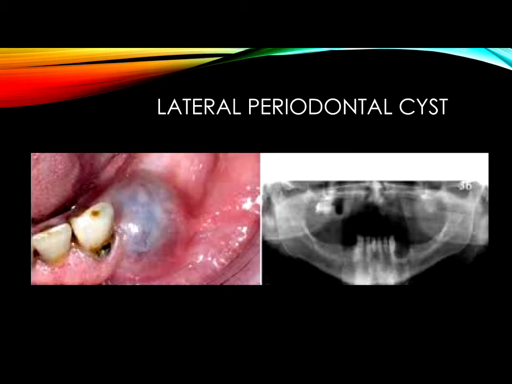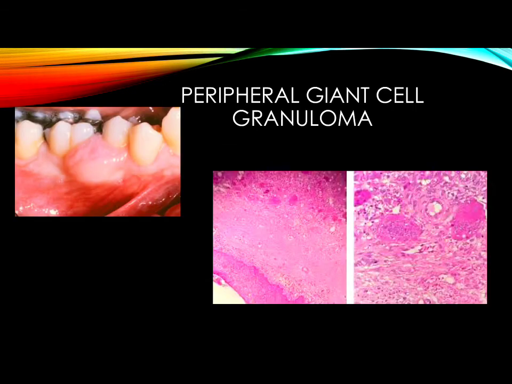Now, the next differential diagnosis is the peripheral giant cell granuloma. The peripheral giant cell granuloma is most commonly seen in the facial gingiva, again in the portions anterior to the molar. In this peripheral giant cell granuloma, the lesion will be firmer on palpation than the cystic gingival cyst of adult.